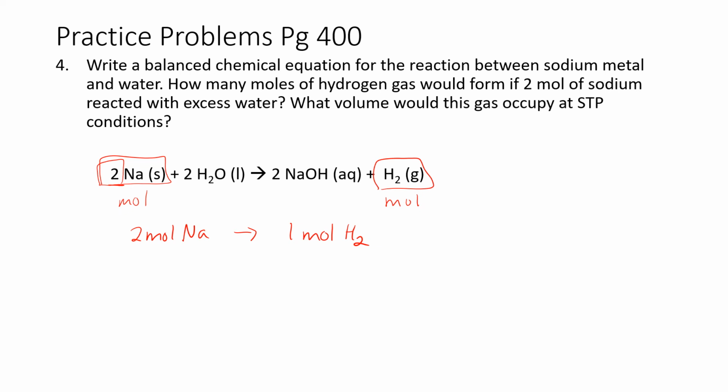That's fine. Now, there is a follow-up question. It says, what volume would this gas occupy at STP conditions? So we've got a mole of hydrogen gas. So let's think about this. 1 mole of gas at STP is equal to 22.4 liters of gas at STP. So we can use that to convert. And because we have 1 mole, and 1 mole is 22.4, we got 22.4 liters of hydrogen.